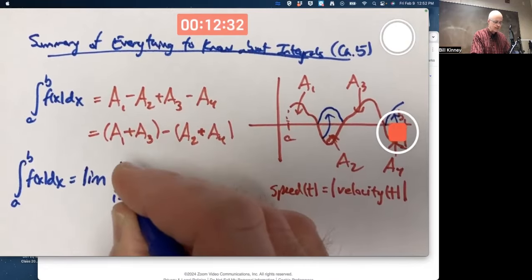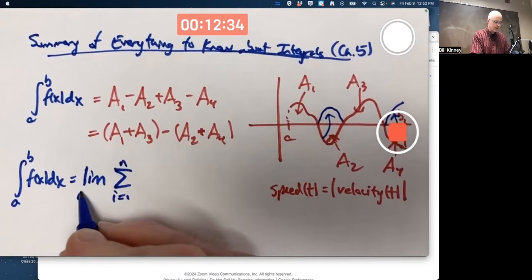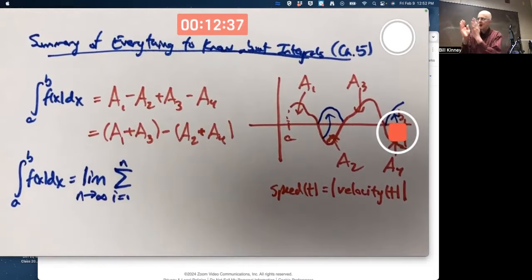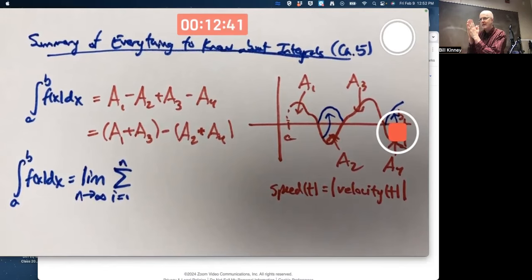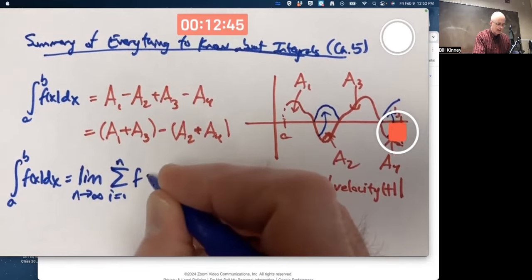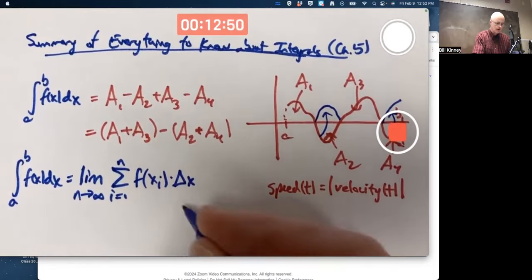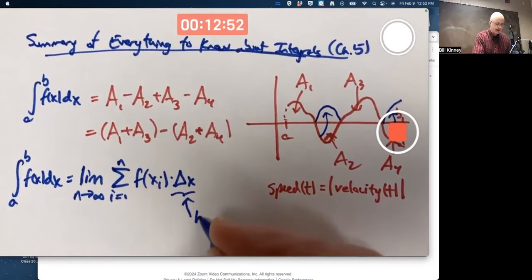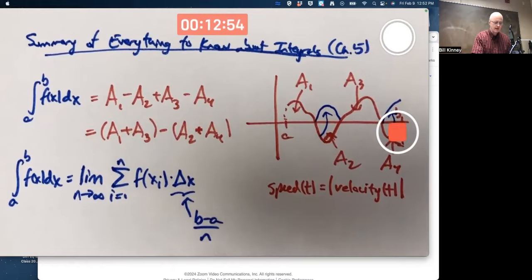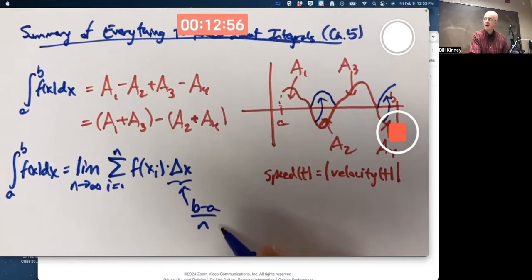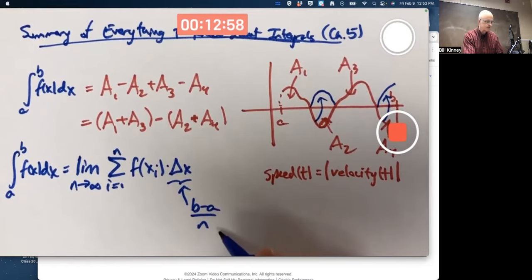I'll write a right-hand sum here. A limit as n goes to infinity, as the number of rectangles goes to infinity, because they're all getting skinnier and skinnier, of, say, a right-hand sum, f of xi times delta x, where delta x is b minus a over n. That's the length of the interval divided by the number of rectangles.